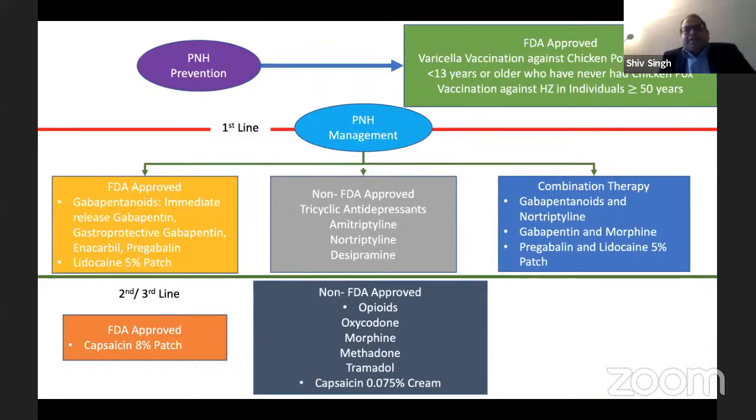Now, second and third line treatment, what is FDA approved is capsaicin 8% patch. And non-FDA approved, yes, opioids, oxycodone, morphine, methadone, tramadol. These are non-FDA approved management of PHN. And so is the low dose of capsaicin creams. These are not FDA approved. FDA has only approved the 8% capsaicin patch, left on for 60 minutes.